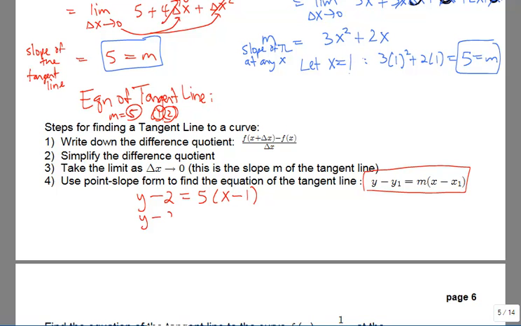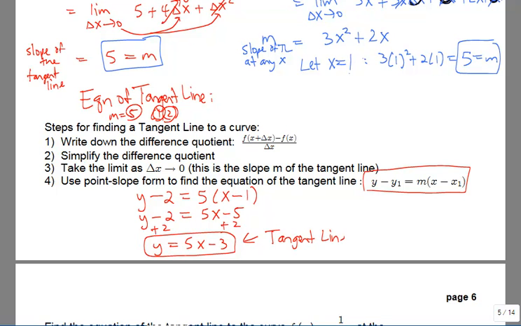So we get y minus 2 equals 5x minus 5, and when I add 2 to both sides, we get y equals 5x minus 3. So this is our tangent line right here. This is the equation of our tangent line. So one last thing on this problem before we move on. We're going to take a look at our calculator to see what this represents or what this looks like so we can visualize everything that we've been talking about so far.